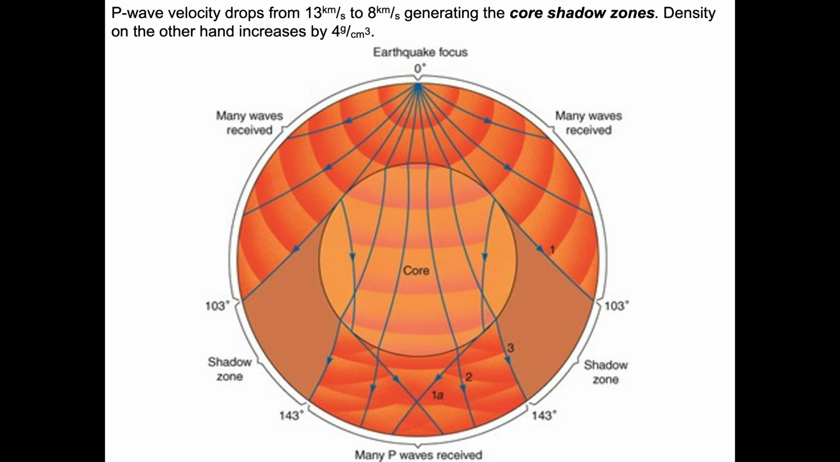We also see the P-wave velocity change. In this case, it goes from about 13 kilometers a second to around 8 kilometers a second. And this ultimately results in the formation or generation of the core shadow zones. Associated with this phase change from a solid to a liquid, the chemical change results in a dramatic, large increase in density. This density increases by about 4 grams per centimeter cubed.